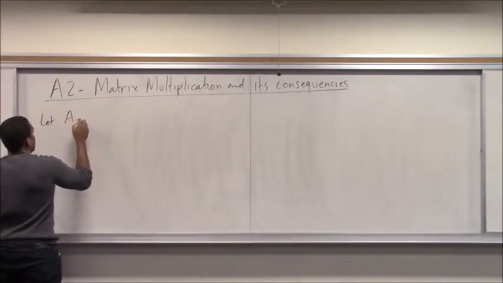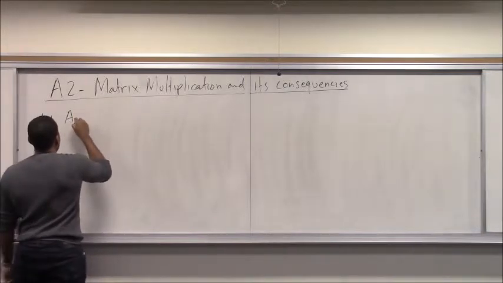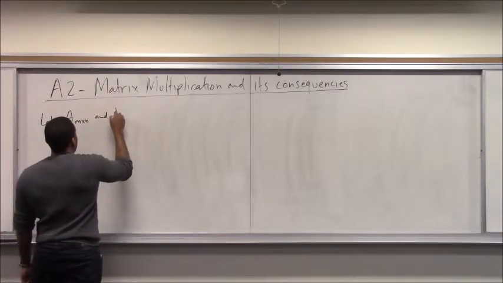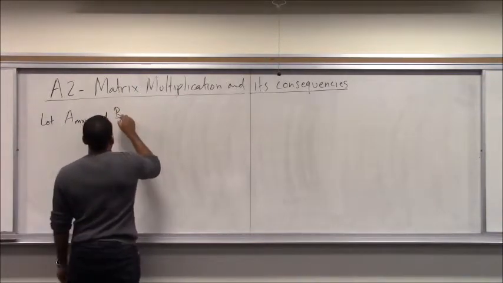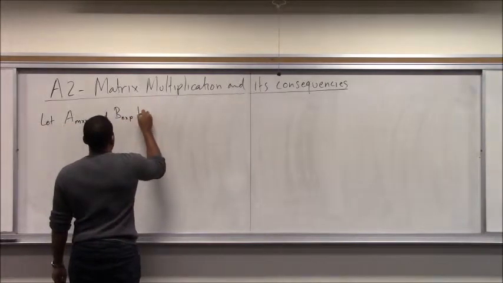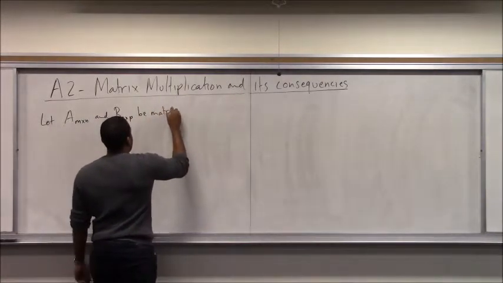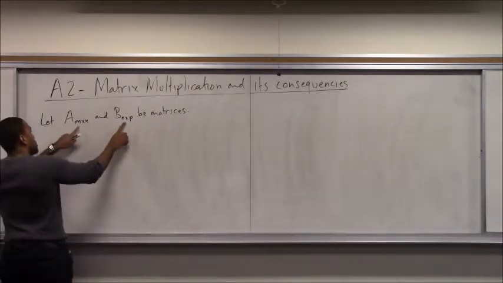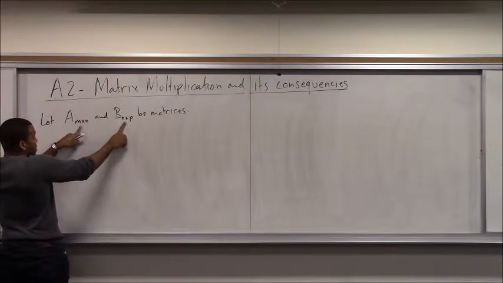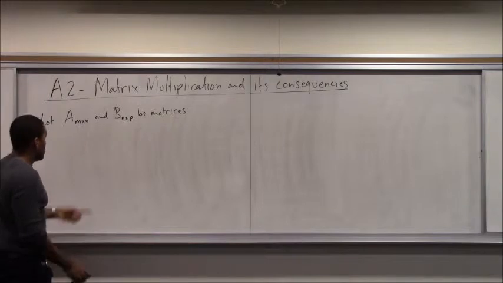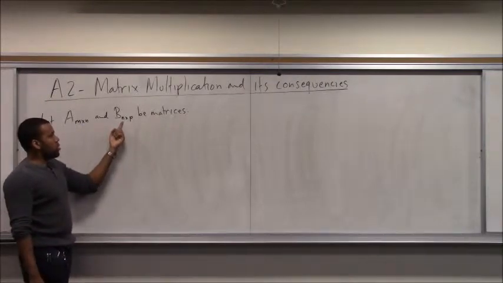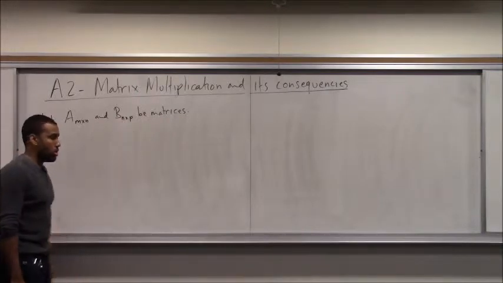Let A and B be m by n and n by p matrices. I want you to notice their dimensions. That's actually very, very important. This is an m by n, that's an n by p. Okay. So there's a matrix A with m rows and n columns, and then there's a matrix B with n rows and p columns.